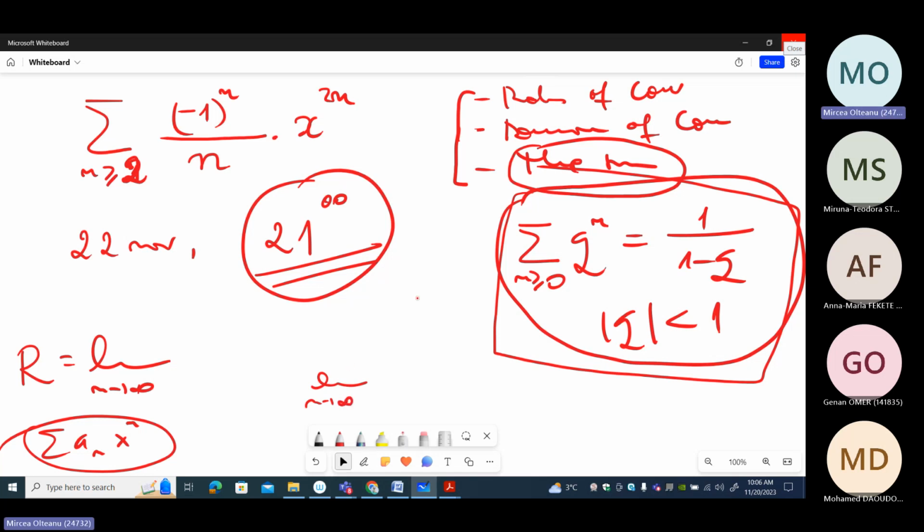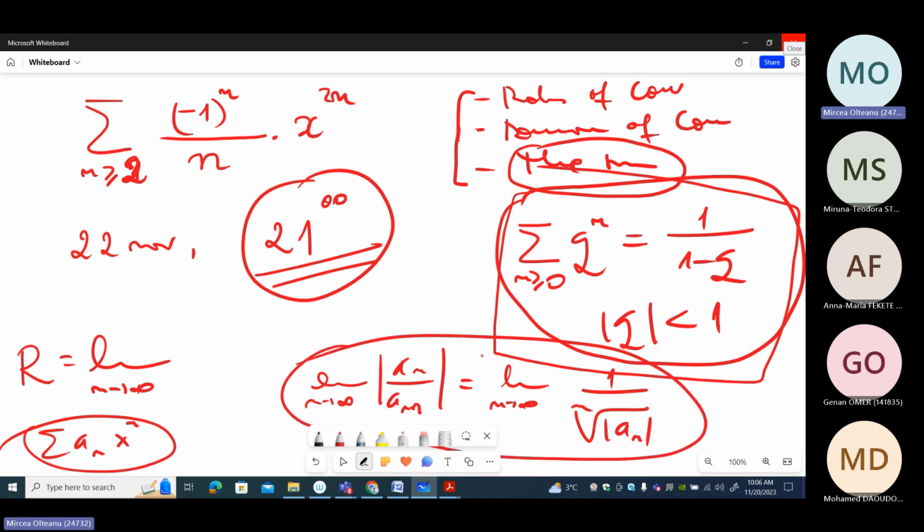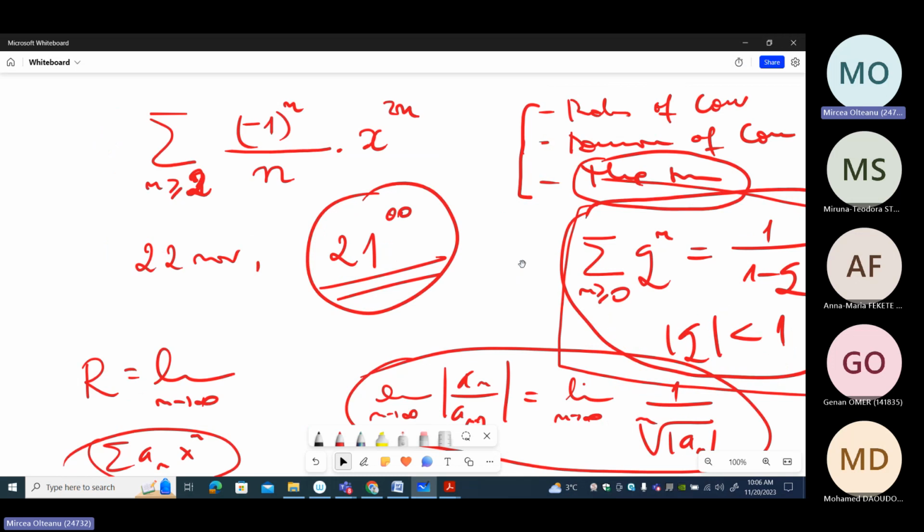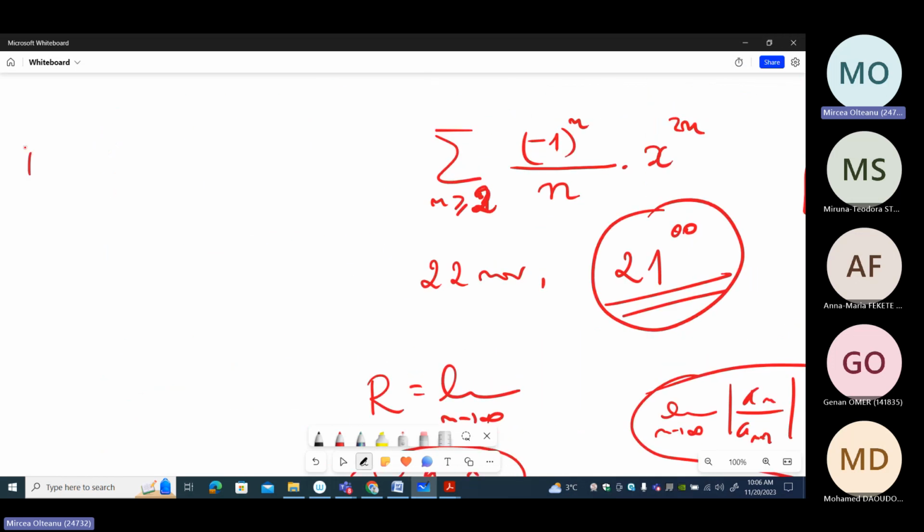In most cases, in some of them, only one method. R equals the limit, when n tends to infinity, of the modulo of a_n over the modulo of a_(n+1), or equals the limit when n tends to infinity of 1 over the root of order n of the modulo of a_n. In most cases, these two limits are equal. It may happen that the second limit exists and the first one doesn't, but in our usual exercises, both can be applied. Okay, so in our case, it's simple to observe that the radius of convergence is 1.